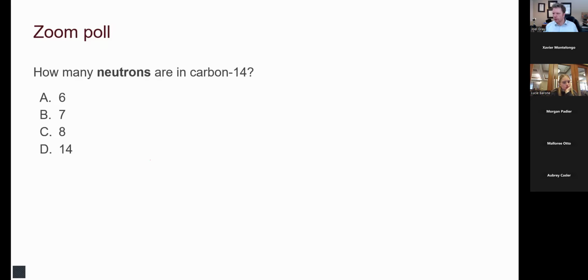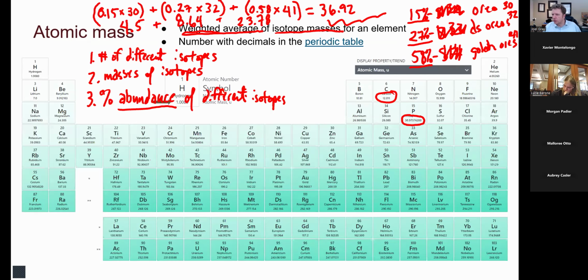Do you think you could do a quick reminder about the other two parts of the isotope question? I got a private message that says that. The other two parts being the numbers of isotopes. So I'm going to jump back while this question is up. I presume that means these two: the number of different isotopes and the masses of isotopes.